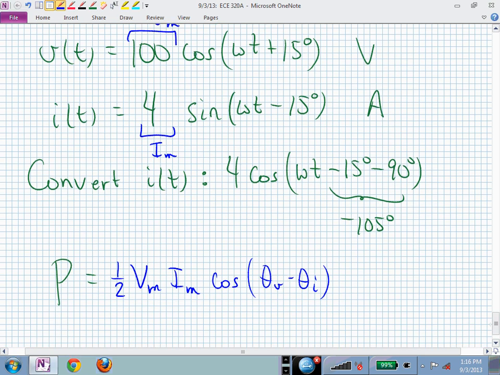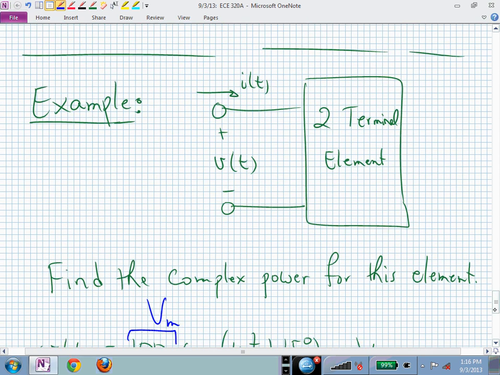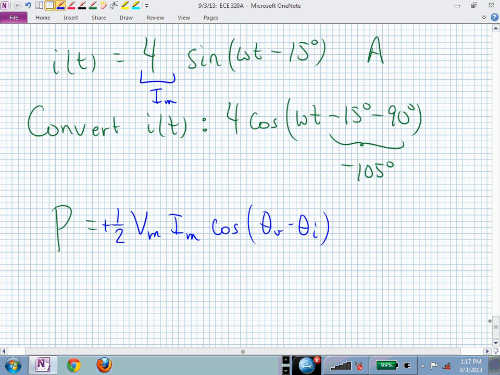Now, do I have the sign correct? I've assumed a plus sign. Is that correct? Judging from the passive sign convention, should my sign for that real power be positive? Is the current that's given to us going into the positive sign? Yes. Is everybody clear on that? That positive sign needs to be there. And now I have 1/2. Vmax was 100. Imax was 4.